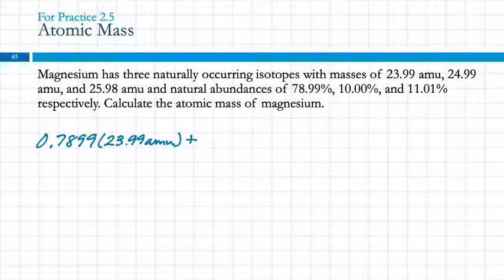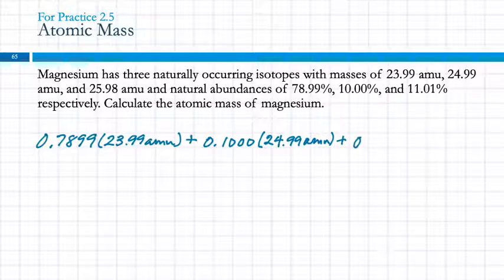And then we add the next one. 10% becomes 0.1000. And that one is 24.99 AMUs. And the last one, 0.1101 times 25.98 AMUs. We're doing a weighted average.